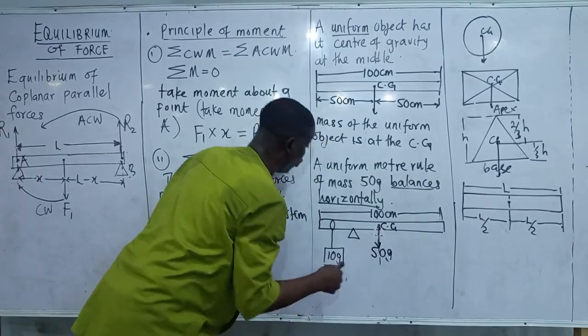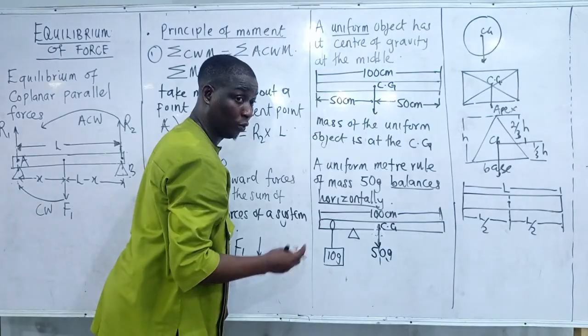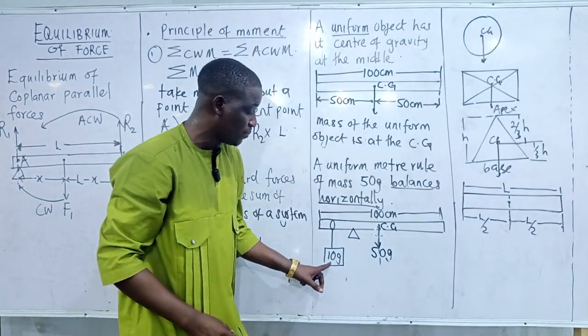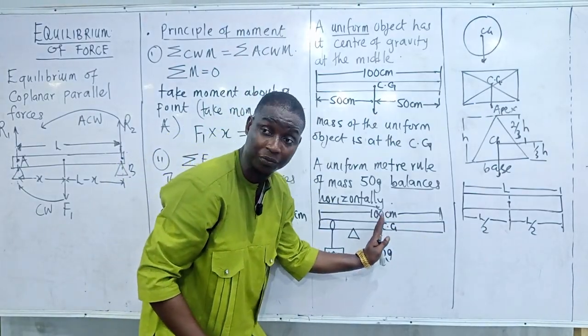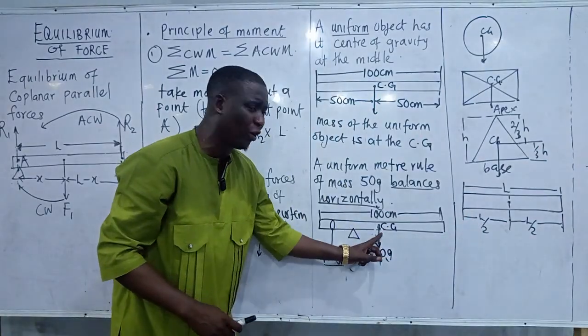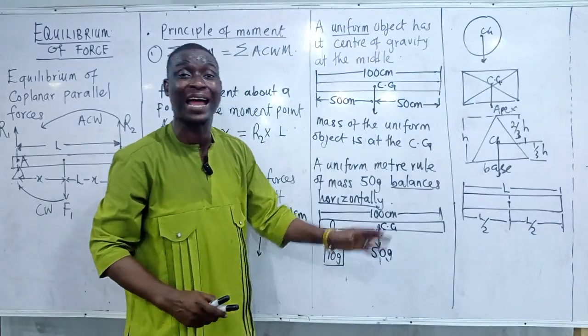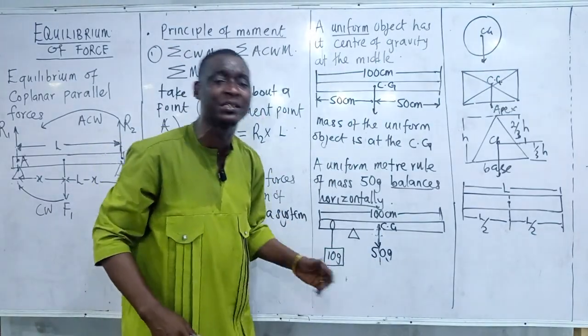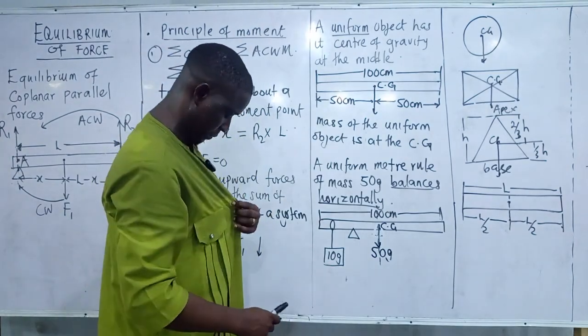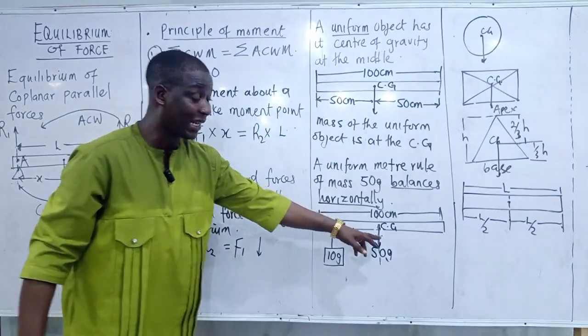We will know that when we want to solve questions. But if I move this mass to this side, what happens to the pivot? As the pivot is moving, will the mass of the meter rule move? No. The mass of the meter rule will remain at that point, at that center.